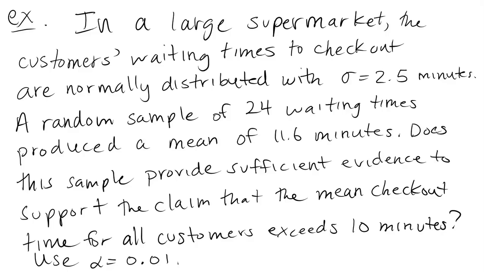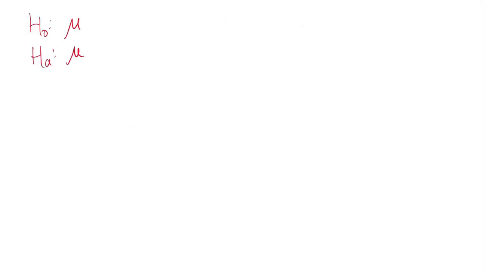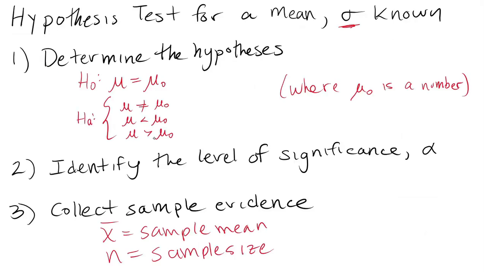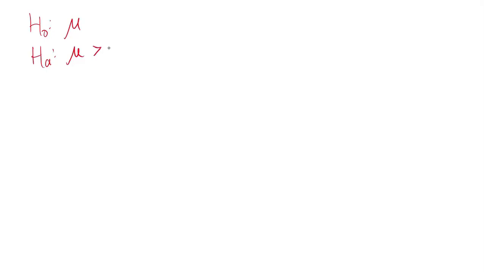We're being asked if we can support the claim that the mean checkout time for all customers exceeds 10 minutes, which means that it would be greater than 10 minutes. As we've discussed before, it's the alternative hypothesis that takes the inequality symbols. So the alternative hypothesis would be that mu is greater than 10. The null hypothesis uses the same parameter and the same number, but it's an equation. It's a statement of equality. So the null hypothesis is the claim that the mean waiting time is exactly 10 minutes, and the alternative hypothesis is the claim in the problem, which is that the mean is greater than 10 minutes, exceeds 10 minutes.